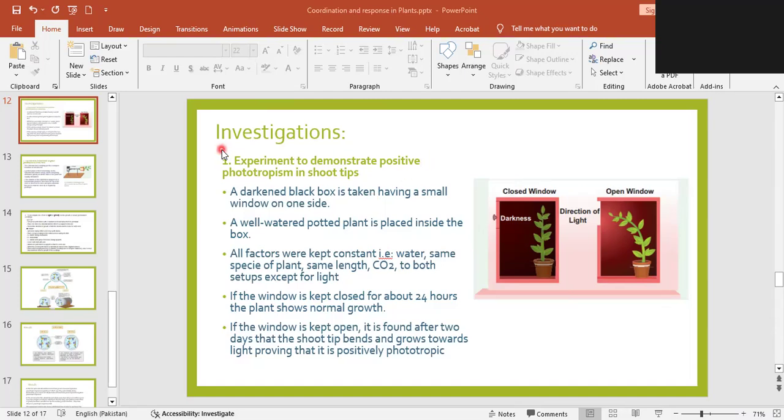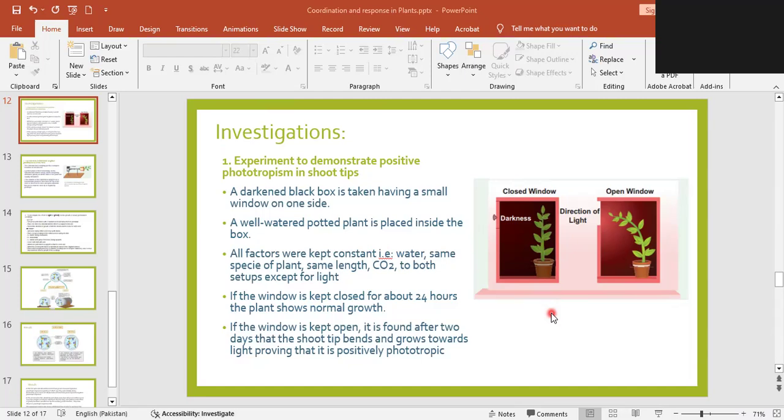So let's go through the investigations. The first investigation is an experiment to demonstrate positive phototropism in the shoot tip. It means we need to study whether the shoot tip shows phototropism or not. So this investigation is here to be demonstrated. We are studying light, right? We are studying whether the tip of the shoot shows positive phototropism or not.